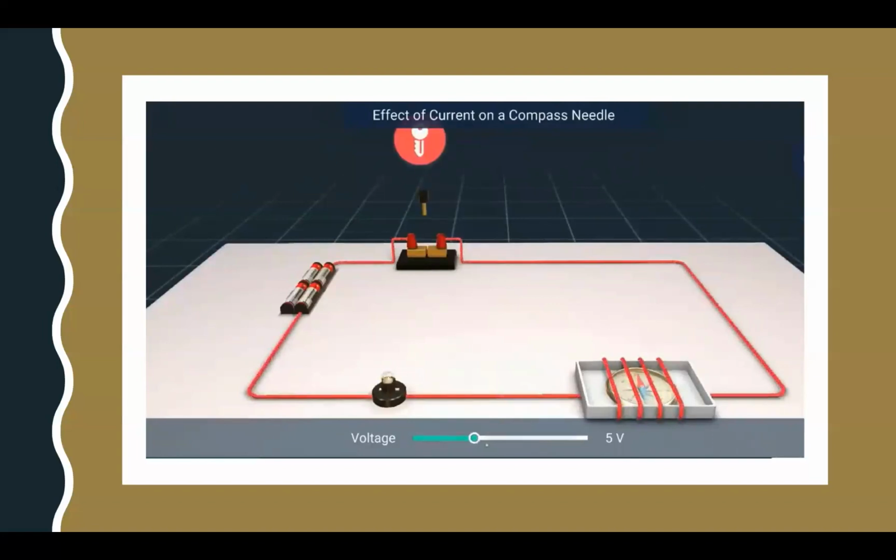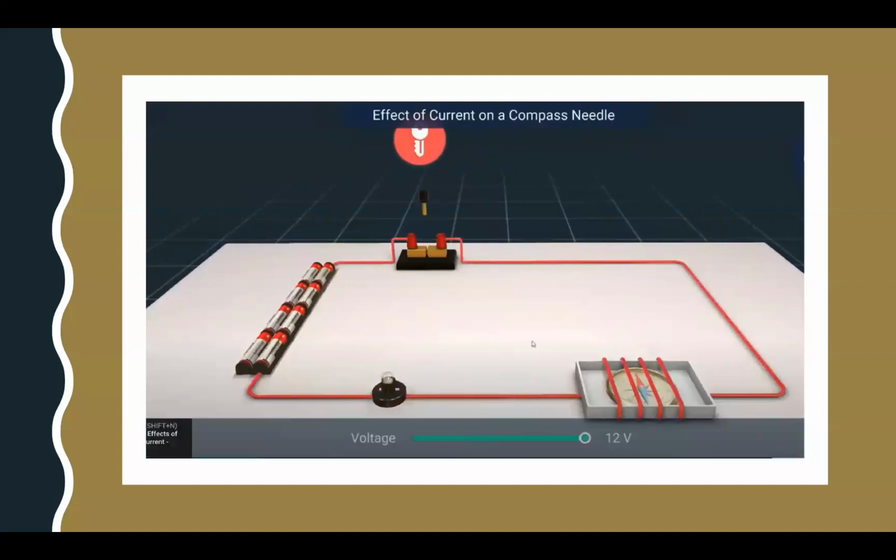Understood? When we increase the voltage, now you see the deflection will be more. So when we increase the amount of current, the deflection will be more. Now can you relate the previous experiment with this experiment?